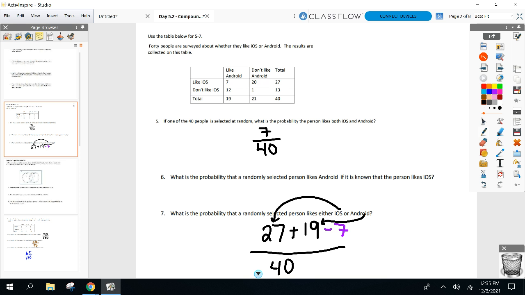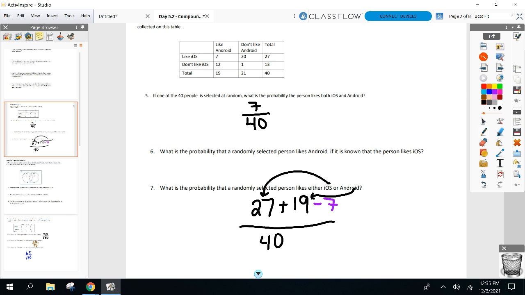I get why you subtracted out the 7, but how did you read the table where the 7 was? Okay, ready? So let me start. Likes iOS, ready? That's all those guys. 7 and 20 of them. Likes Android. That's all those guys. Notice I counted those people in 7 twice. I counted them because they liked iOS, and I counted them because they liked Android. So that's why I subtract out 7. All good?